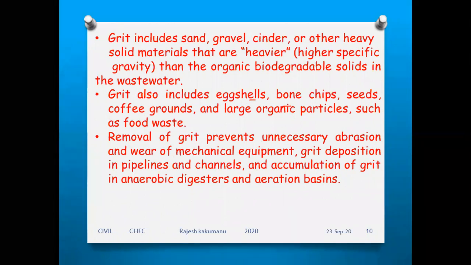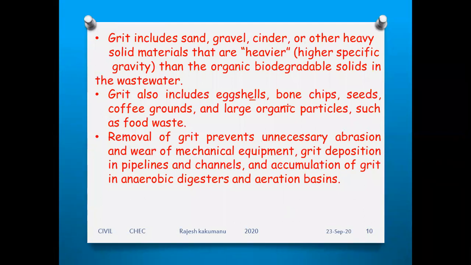That is a food waste. The removal of the grit prevents unnecessary abrasion and wear of mechanical equipment. So removal of grit prevents.